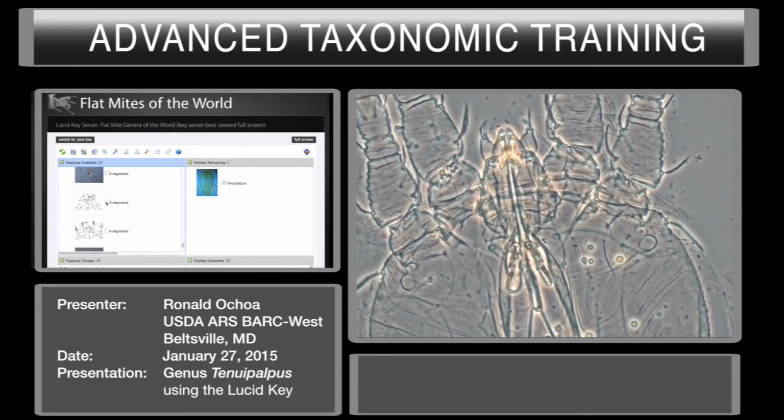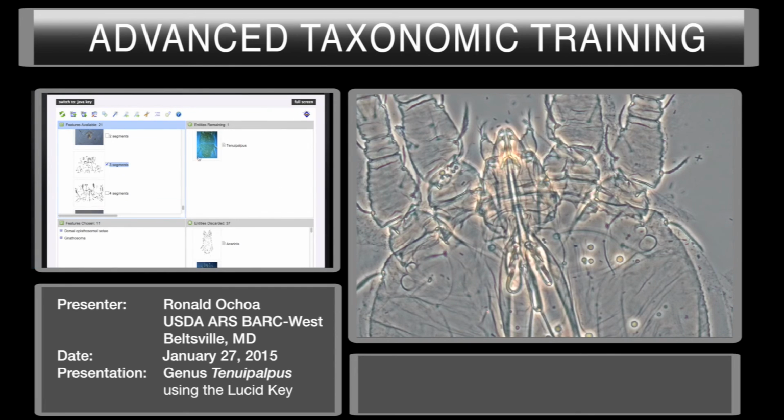You return to your key, you select 3 segments, and voila. You see on the other side what happened? It's only 1 genus, Tenuipalpus. And what you have been looking at is a Tenuipalpus mite. And because it's from orchids, probably it is Tenuipalpus pacificus. Thank you.